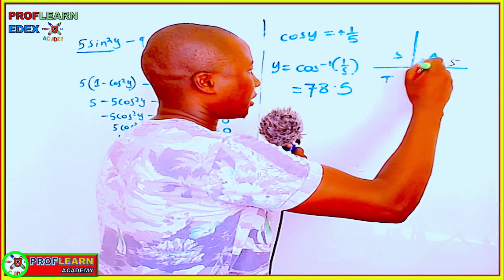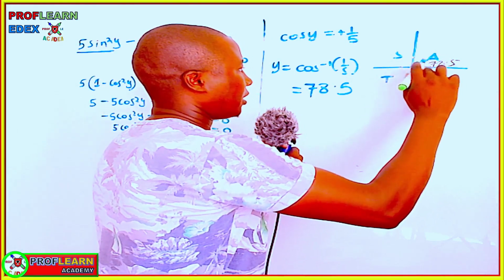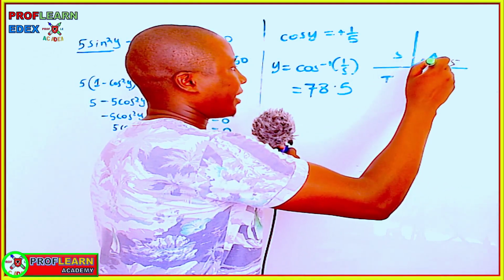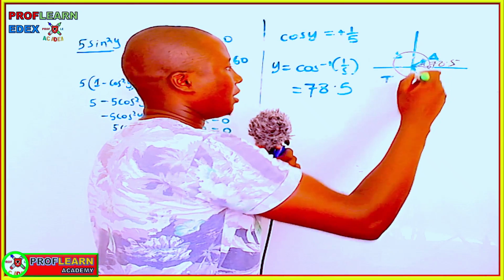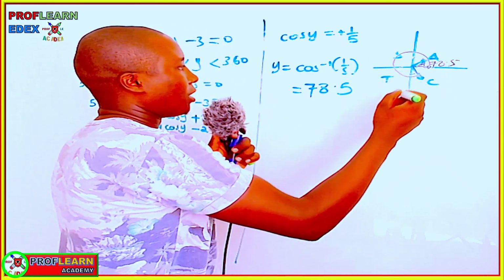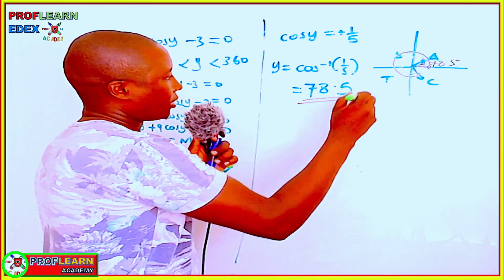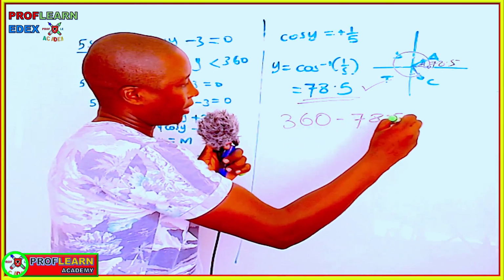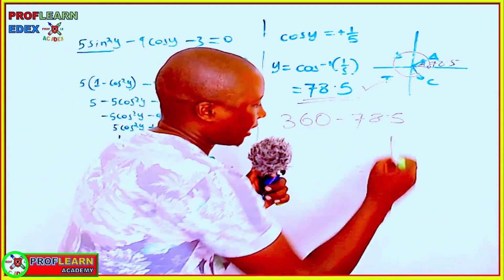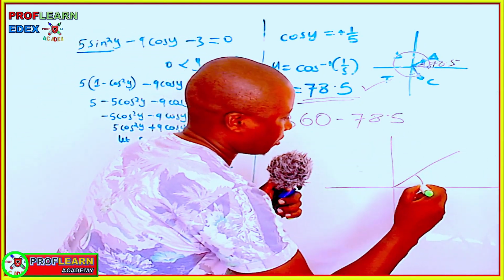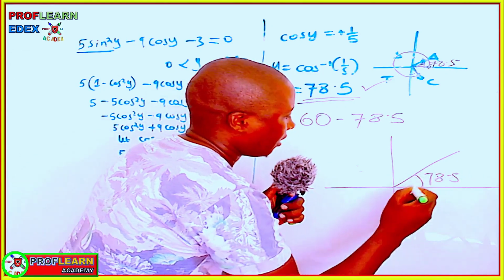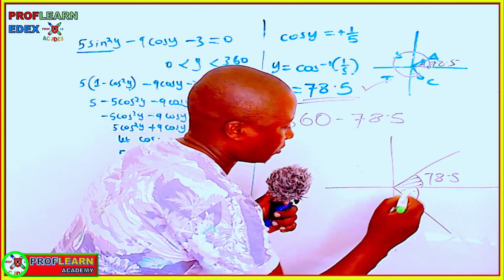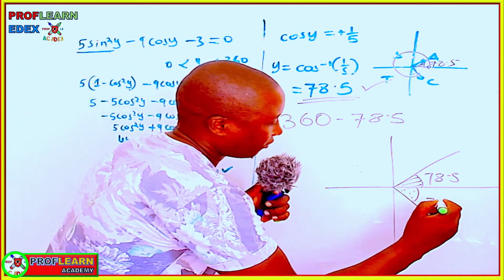If the top one is 78.5, then this angle down here will be 78.5. So for us to get the second angle, we move from the x-axis all the way to this point. This angle below here is going to be the second angle. This is the first one. The second angle will be 360 minus 78.5. The reason we say that is because we have this first angle, 78.5. And this angle below here is also, because of symmetry, going to be 78.5.